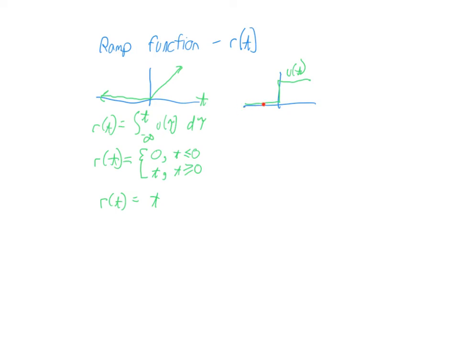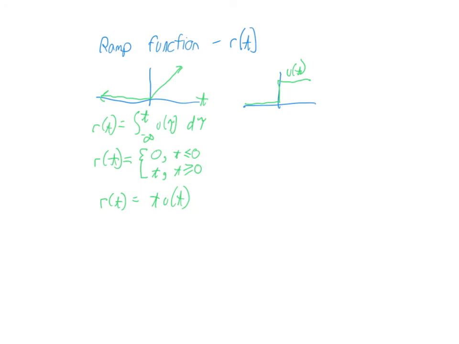This unit step right here. If I multiply by the unit step, I cause everything before 0 to be multiplied by 0 and removed, and everything after 0 to be multiplied by 1 and kept as it is. So this is another form for the ramp function. Each of these forms can be useful in different contexts.